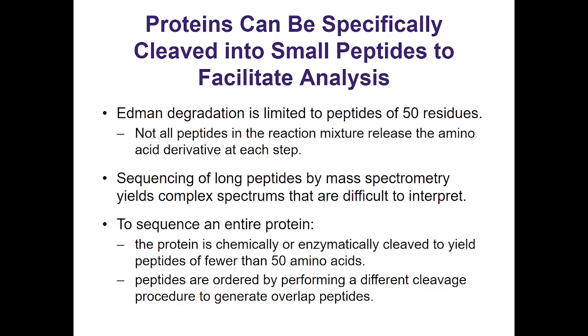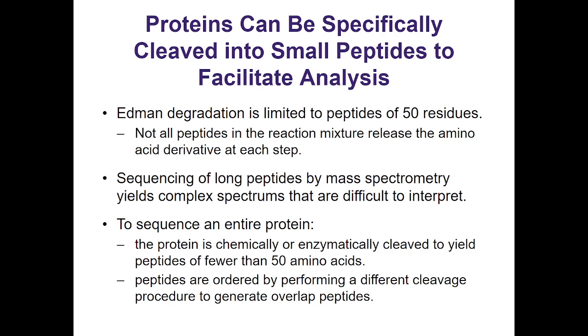Okay, so the Edman degradation is going to be limited to peptides of 50 residues. Not all the peptides in the reaction mixture are going to release amino acid derivatives at each step. So you can actually get skips, and it is limited to 50. Sequences of long peptides are going to be done through mass spectrometry. This will yield complex spectrums that are difficult for people to interpret.